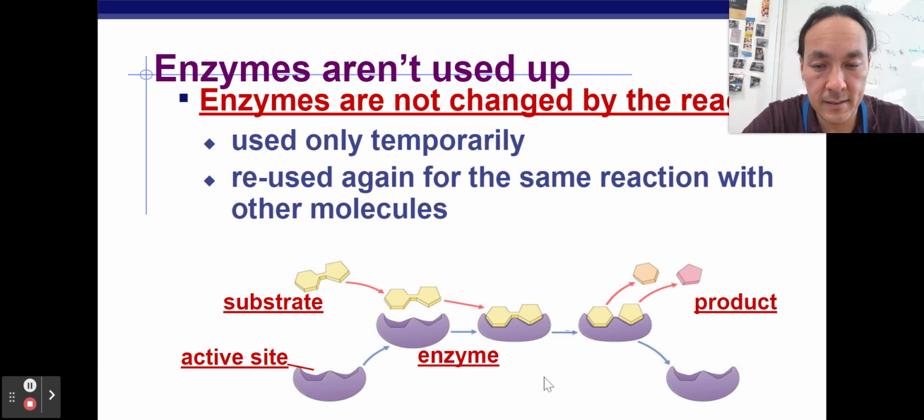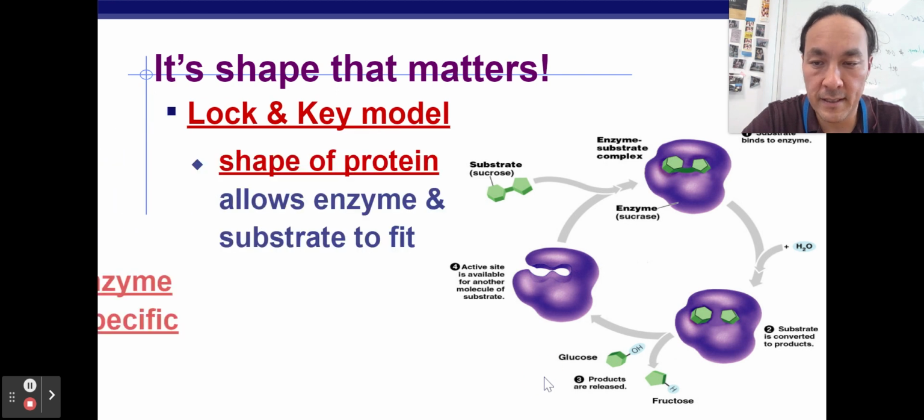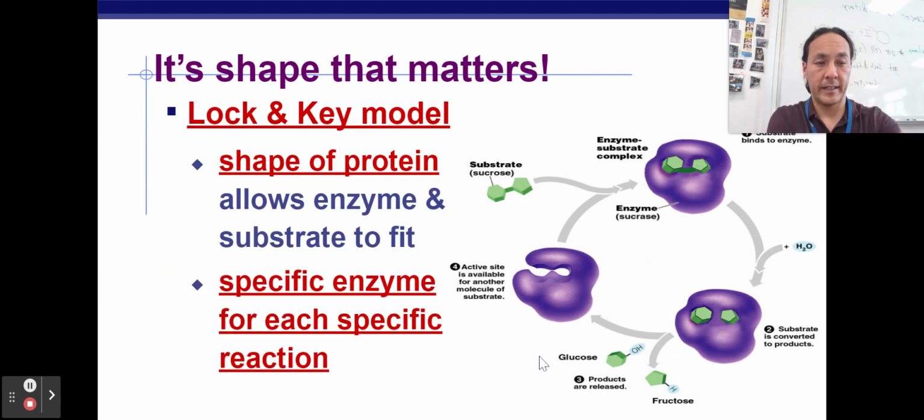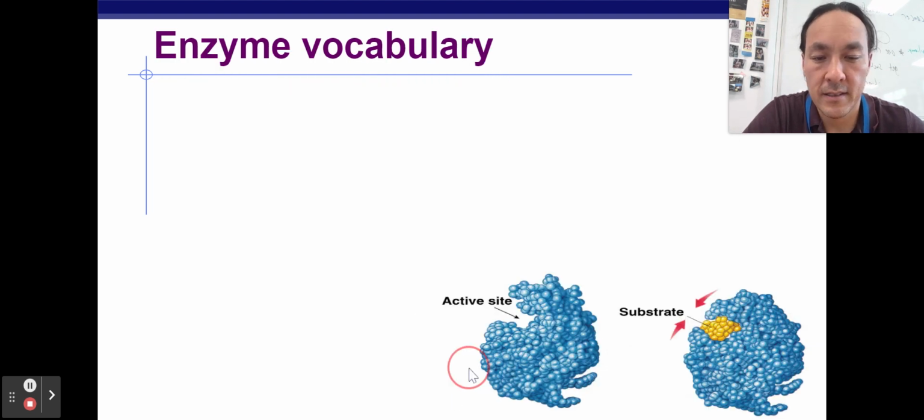And I think that's it. Let's go on. It's the shape that matters, and that's why we call it the lock and key model. Like, your key works on your house. It doesn't work on my house. Doesn't work on a friend's house. Your key works on your house. So each enzyme is specific to the actual reaction it does.